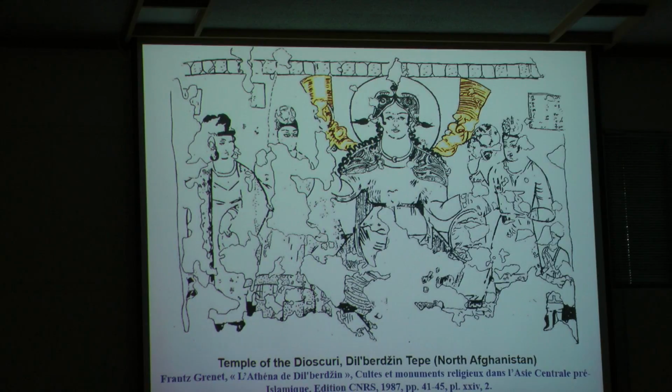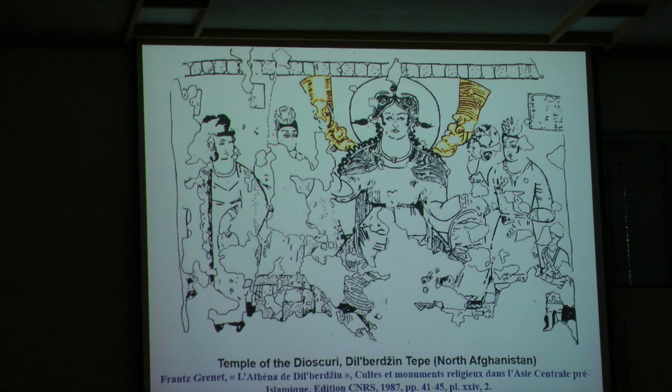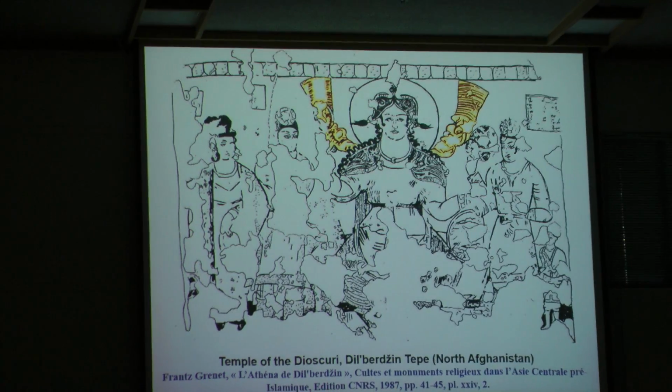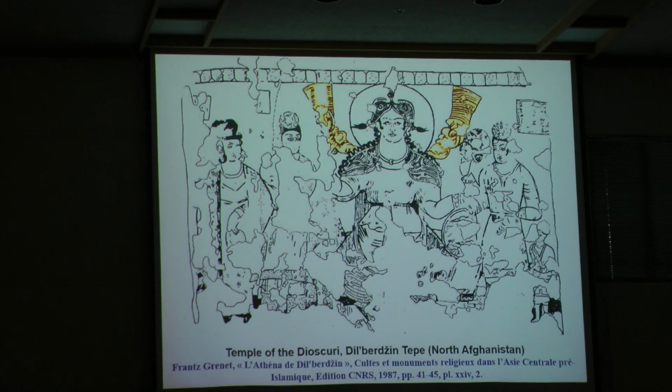Transgrone assimilates Athena of Delbergin with the Iranian goddess of justice, Arshad. The temple was constructed during the Kushano-Sasanian period, 3rd and 4th century CE. The ribbons float upward, as on the pictorial, are to be noted.